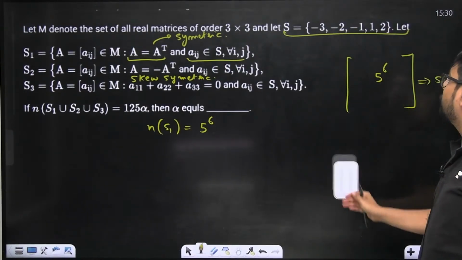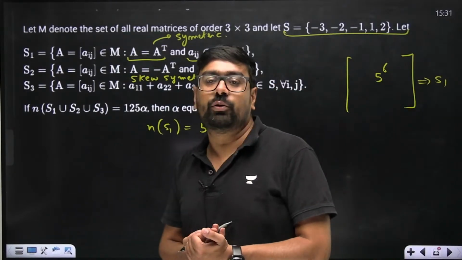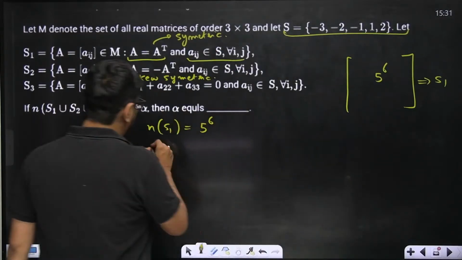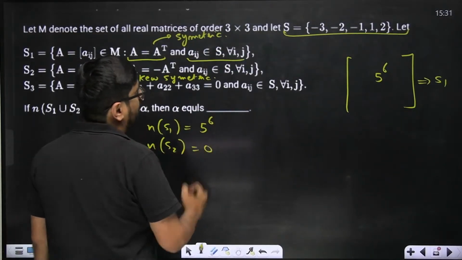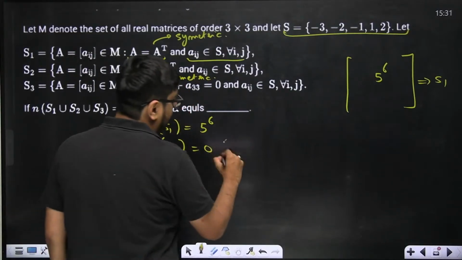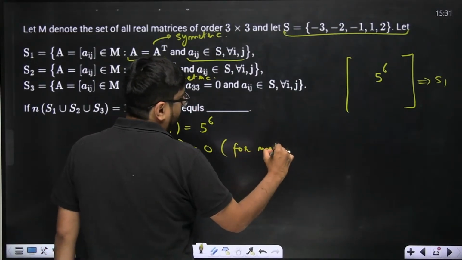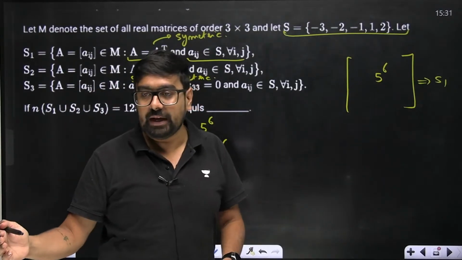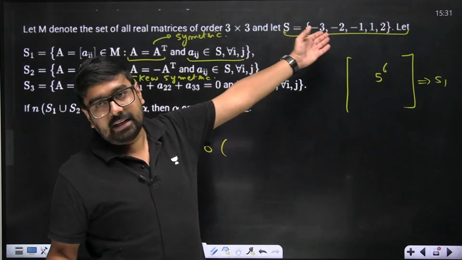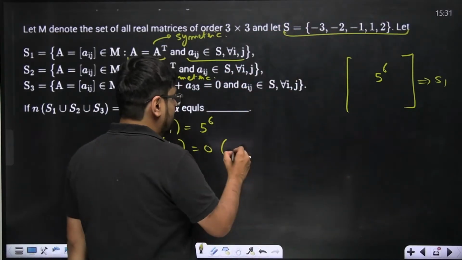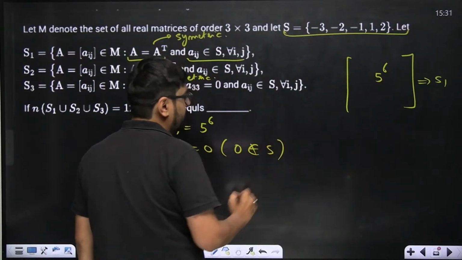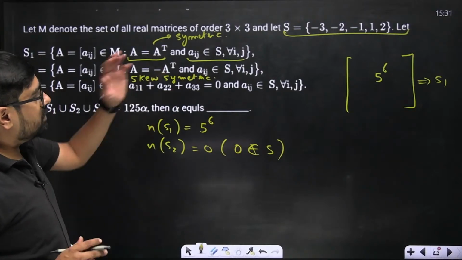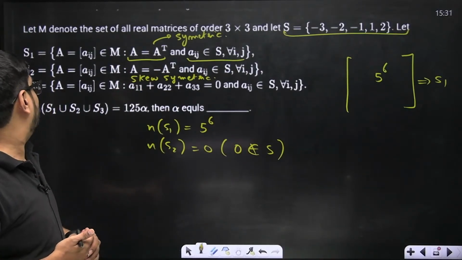No, wait, we don't have to make S2. Look, 0 is not there in S. So S2 cannot be made, and the number of elements in S2 will be equal to 0. Why? Because for making a skew symmetric matrix, you need 0 on the diagonal, but 0 does not belong to S. I was thinking about where is 3, but there is simply no 0.